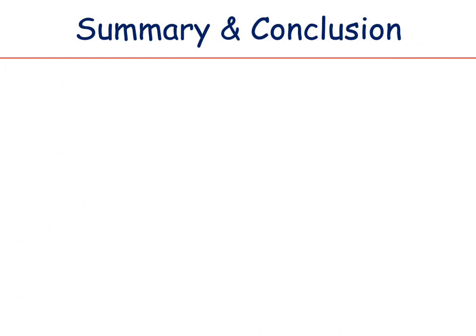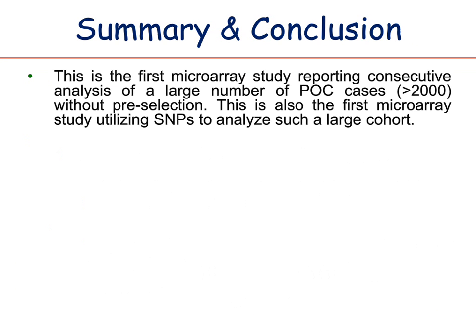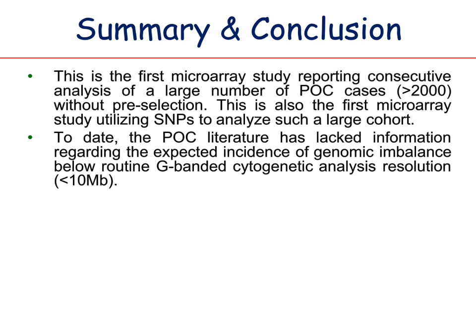So this study is in fact the first microarray study reporting consecutive analysis of a large number of POC cases, which was greater than 2,000, without pre-selection. It's also the first microarray study that utilized SNPs to analyze such a large cohort. To date, the POC literature has lacked information regarding the expected incidence of genomic imbalance below the routine cytogenetic resolution, which we are classifying as less than 10 megabases.